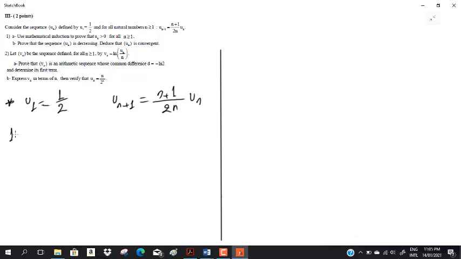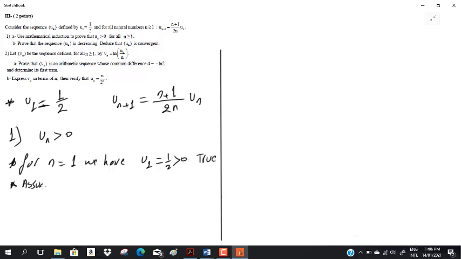Part 1a. Use mathematical induction to prove that un is greater than 0 for n greater or equal to 1. Again, we have to show that the property un is greater than 0 holds by induction. For the first term, for n equal to 1, we have u1 equals half, which is greater than 0, so it's true.